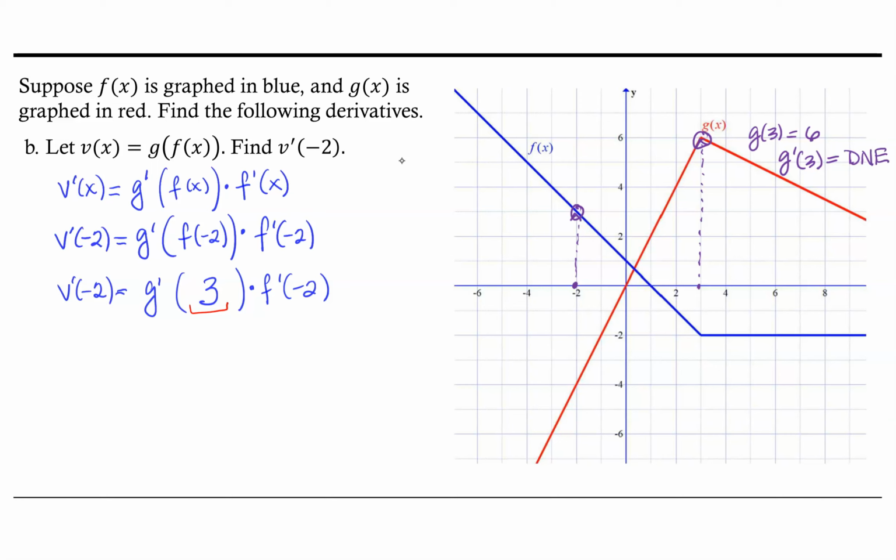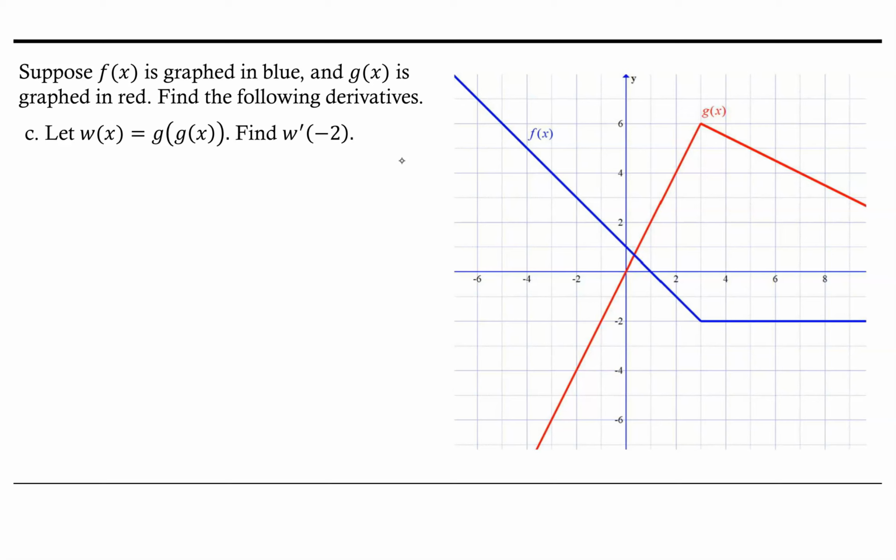So if g prime at 3 does not exist, it doesn't matter what f prime at -2 is, because we can't multiply something that doesn't exist by a number. So in this particular case, v prime at -2, we would say, does not exist. And the reason is that this g prime at 3 does not exist. Let's look at one more example.